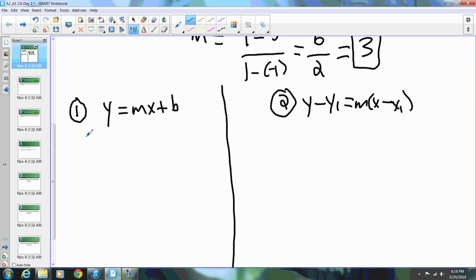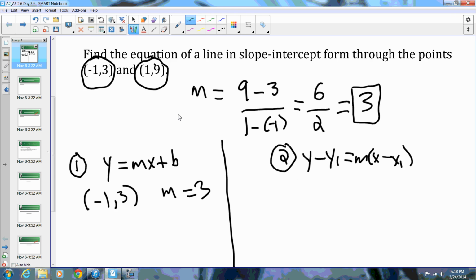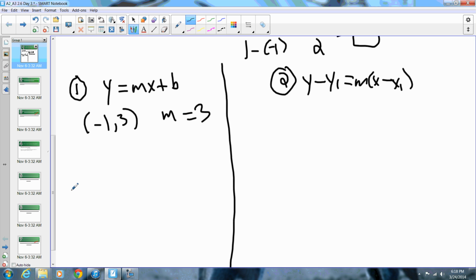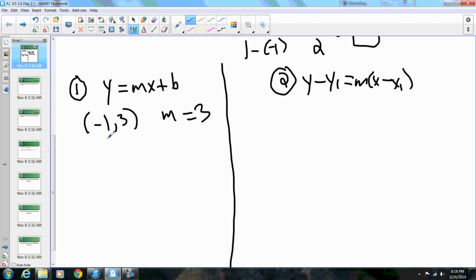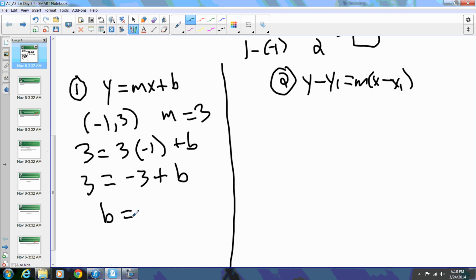So the point is negative 1, 3, and the slope is equal to 3, like we found. So we know that this is the point x, y, and this is the slope 3. We're solving for b. So that's the process here. I'm going to say my y value is 3, so 3 is equal to a slope of 3, that's m, times negative 1 plus b. So 3 is equal to negative 3 plus b. When I multiply 3 and negative 1, add 3 to both sides, and b is 6.